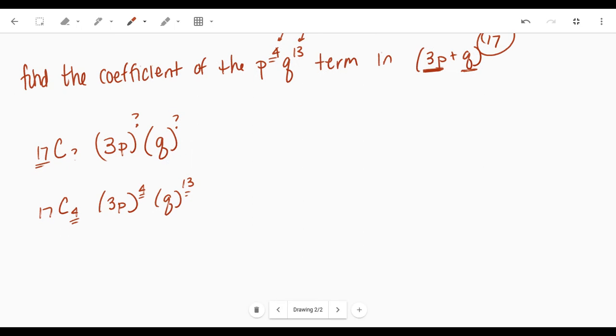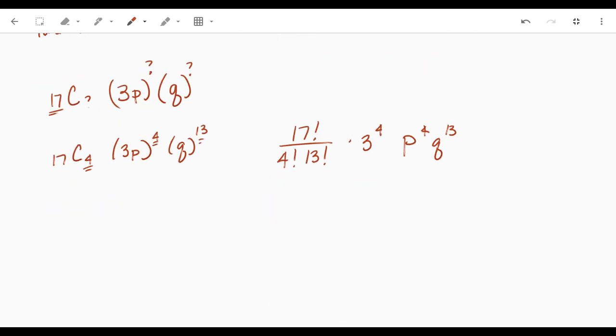Okay. All right, so we're going to simplify this. So 17 choose 4 is going to be 17 factorial over 4 factorial times 13 factorial. And again, it's not a coincidence that that 4 and the 13 add up to be 17. And then I'm going to do 3 to the 4th, and then I'll have my p to the 4th, q to the 13th. Okay, so it's a matter of simplifying now.